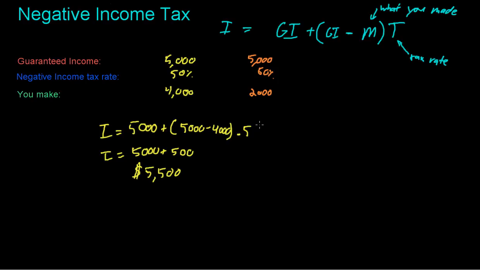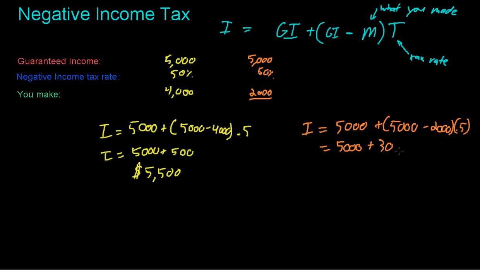Now what about the person in orange? They're going to have the exact same thing, except this 4,000 is going to be replaced with a 2,000. Plus 5,000 minus 2,000 times 0.5. So this is going to be 5,000 plus 3,000 times 0.5, which is 5,000 plus 1,500, which will be 6,500.